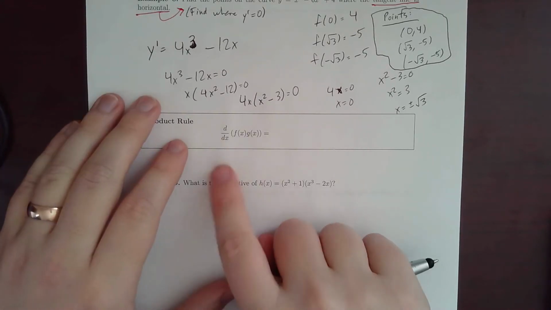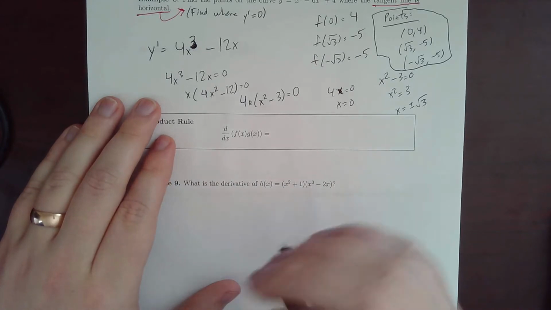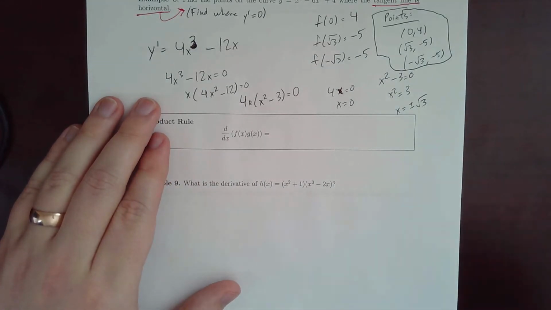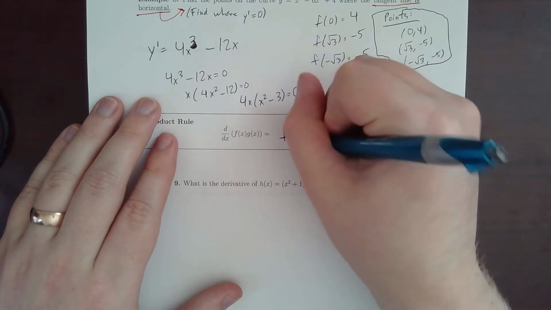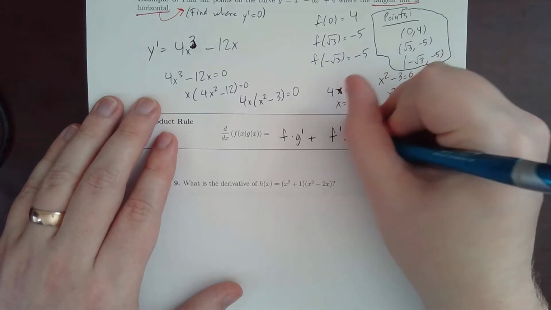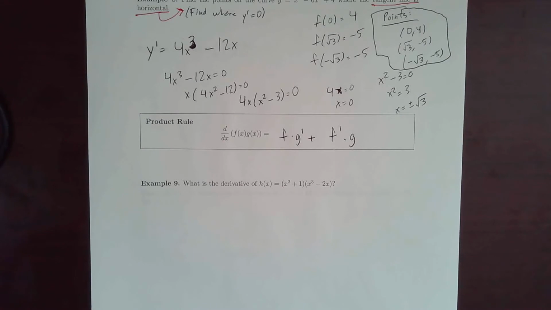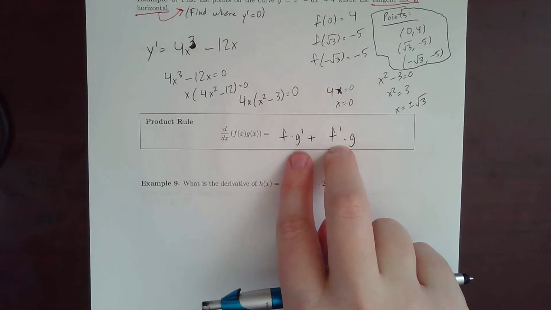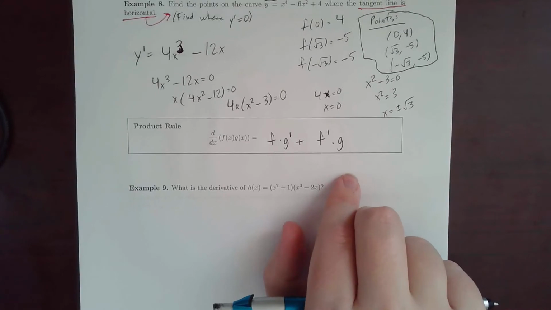So the product rule says if you're taking the derivative of two functions being multiplied together, the way you will find it is by taking the first times the derivative of the second plus the derivative of the first times the second. In other words, you'll go ahead and take the derivative of each function on its own, multiply it by the other function, and then add those two together.